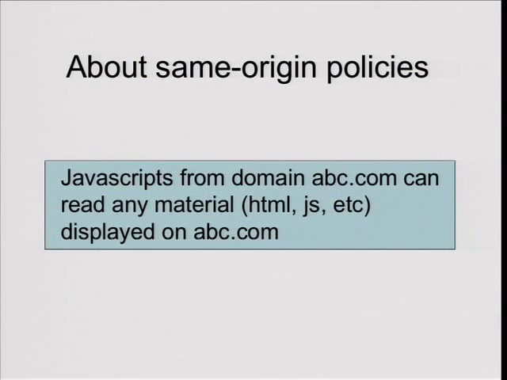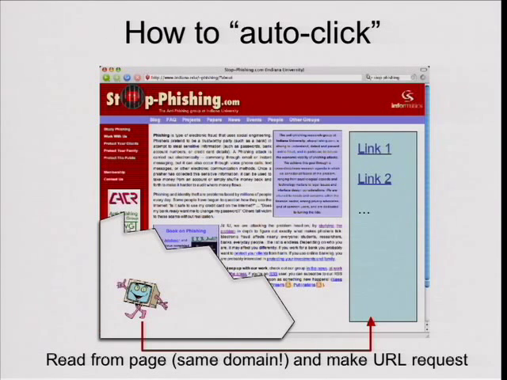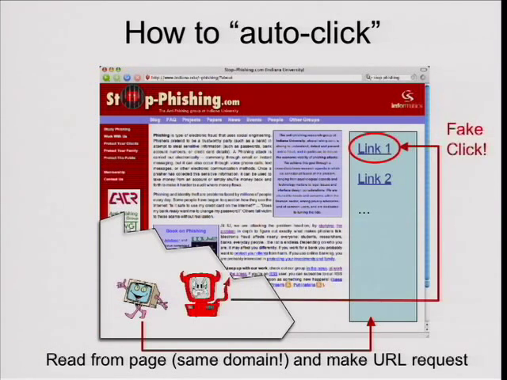And now about same origin policies. Of course, JavaScript from one domain can read anything displayed in the same domain. So if it's printed in the domain, then it's readable by that JavaScript in that domain. And that's really the source of the vulnerability I'm going to describe in detail now. So you got the same pay-per-click scheme, and then you got the bad JavaScript.